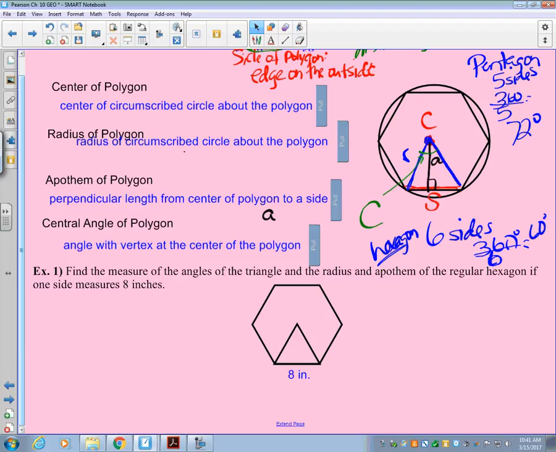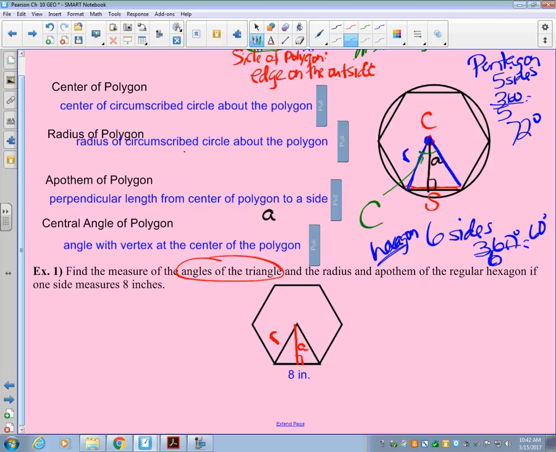So example 1 says find the measure of the angles of this triangle, and the radius, which is here, and the apothem, which is here, of the regular hexagon when one side measures 8 inches. So I'm going to circle all the things that we have to find. This is a super good tip when you get a word problem like this on your test, to help you keep track.